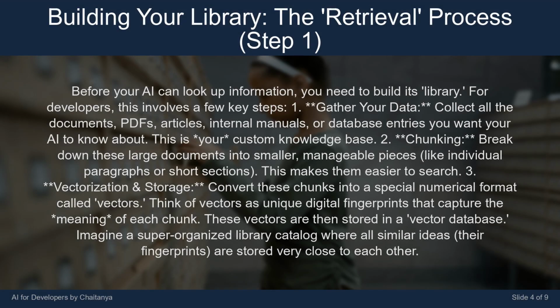Before your AI can look up information, you need to build its library. For developers, this involves a few key steps. 1. Gather your data. Collect all the documents, PDFs, articles, internal manuals, or database entries you want your AI to know about. This is your custom knowledge base. 2. Chunking. Break down these large documents into smaller, manageable pieces, like individual paragraphs or short sections. This makes them easier to search.